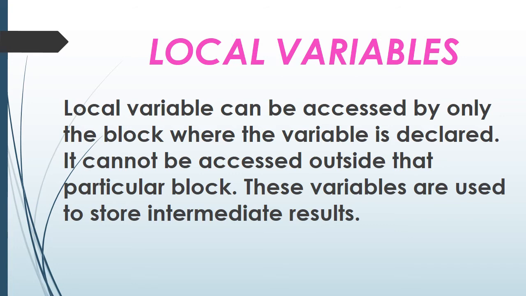So these variables are used to store intermediate results. It means if you want to use that variable only inside that block, then you declare it inside that block. Otherwise, you declare it in the class globally. So this is the difference between local and global. A local variable can be accessed only by the block inside which it is declared, but a global variable's scope is wide and it can be accessed anywhere inside the class.